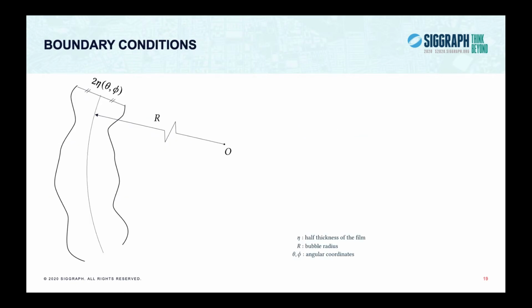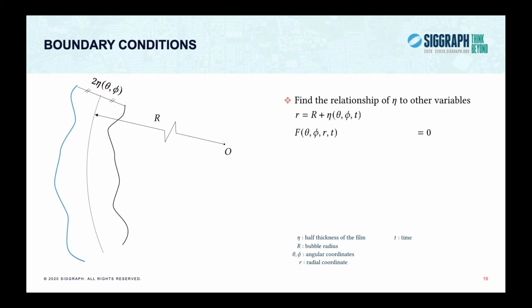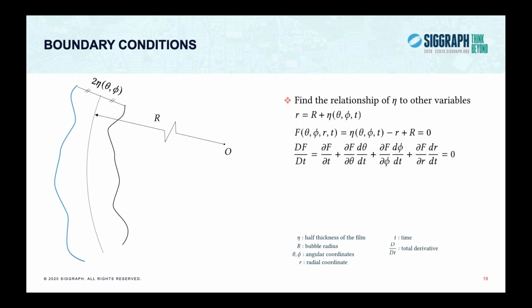First, we need boundary conditions that connect eta to other variables. Since both surfaces are symmetric, we first consider the outer surface r equals capital R plus eta. A surface can be expressed implicitly at f equals 0, which in our case equals eta minus r plus capital R. By definition, a point on the surface remains on the surface, so we may take the total derivative of both sides and acquire the outer boundary condition. This equation means that ur can be fully expressed by the 2D velocity u theta, u phi, and the film thickness. An additional dimension is thus unnecessary.